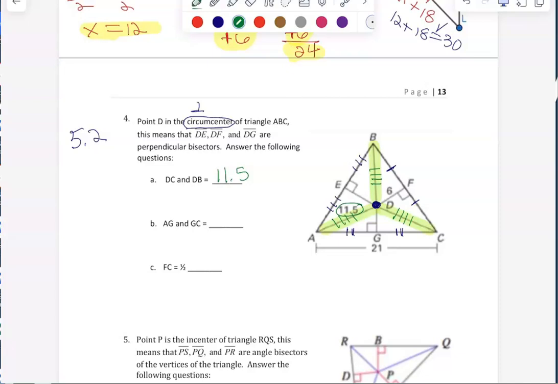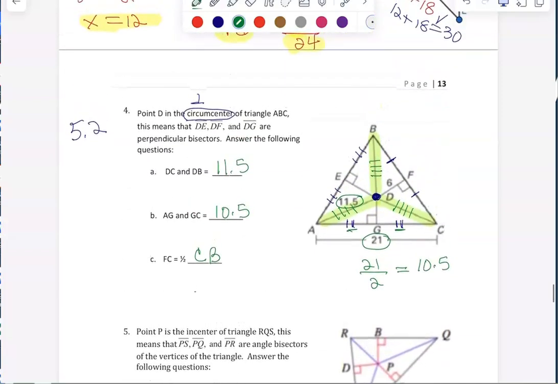Okay, next thing. Now they're focusing down here on AG and GC. Well, I know they're equal to each other, but if I know the whole thing from A to C is 21, I can take that and divide it in 2, and I would get 10.5. And that's what those individual lengths are. And then they said FC is 1/2 of what? Well, the whole piece is CB. So FC is 1/2 the length of CB. Okay, so that's all 5/2.